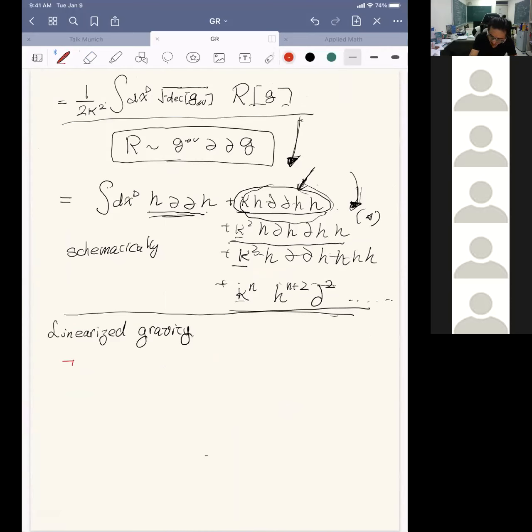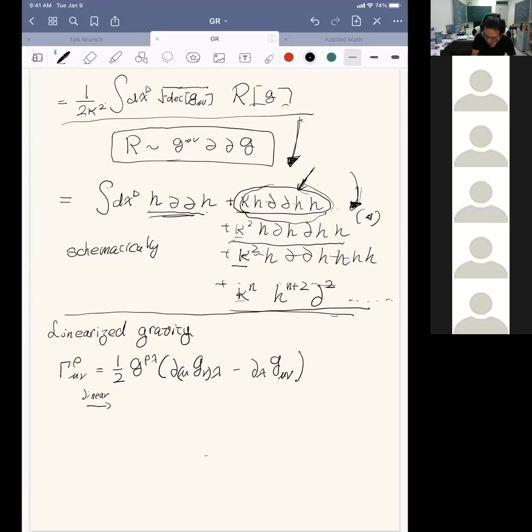So let's start with the Christoffel symbol. Well, you guys know the original formula, right? The original formula is just g^{ρλ} times partial μ g_{νλ}, where this is symmetrized, and then minus partial λ g_{μν}. Now let's linearize it.